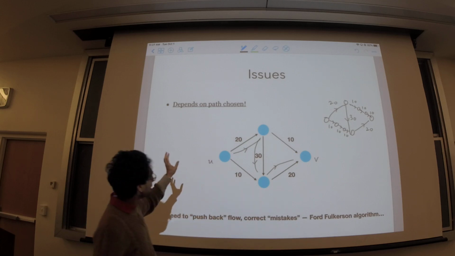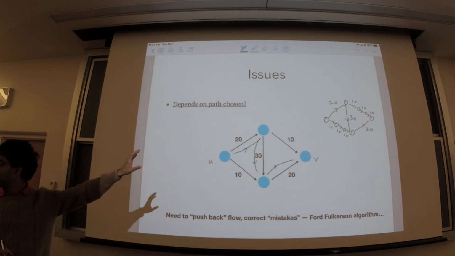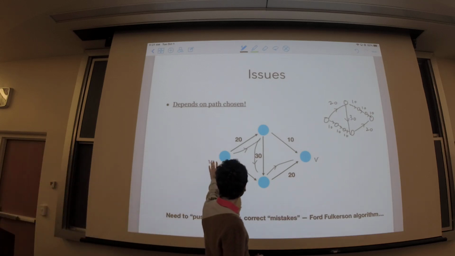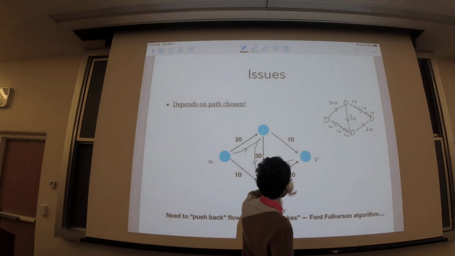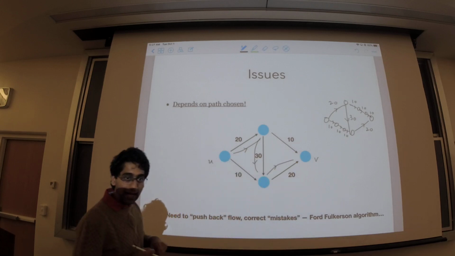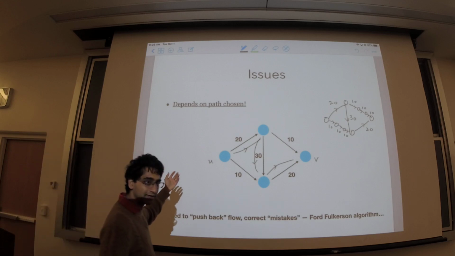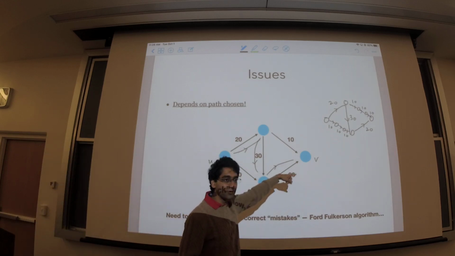It turns out that this problem actually can be solved efficiently in polynomial time. You can actually find the maximum flow from U to V. The algorithm for this is to do something very similar to what we've been doing, which is find paths and route flow along the paths.